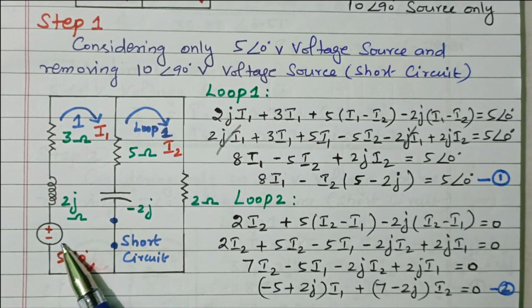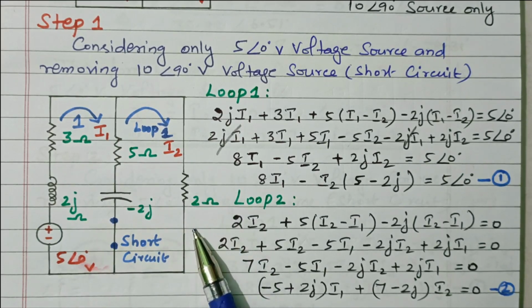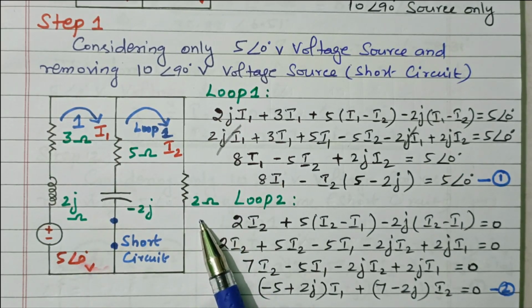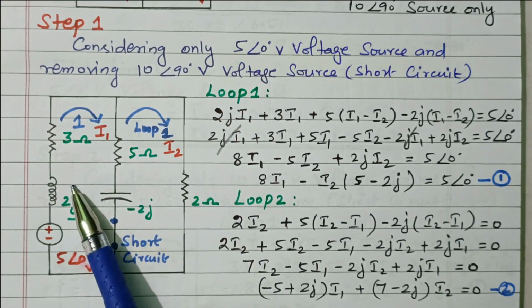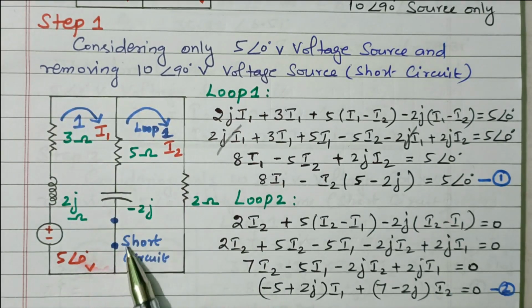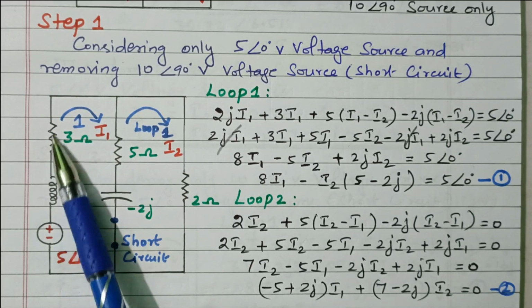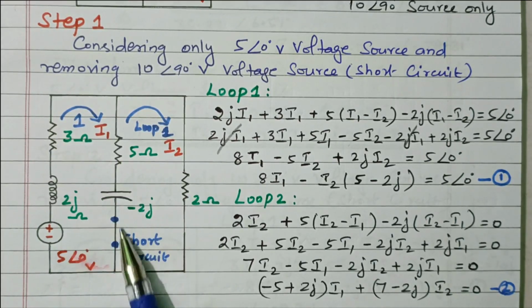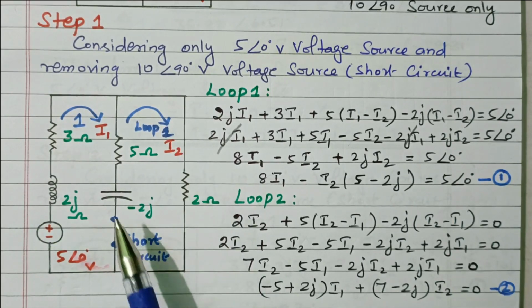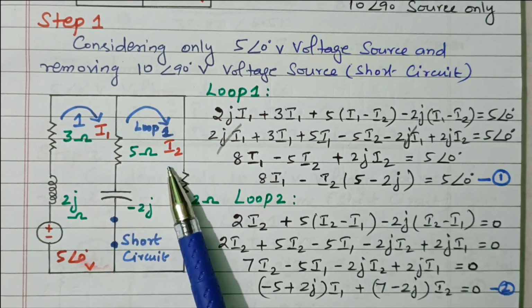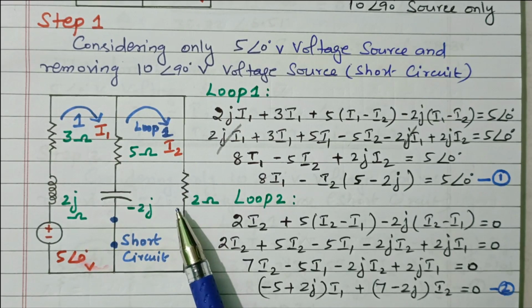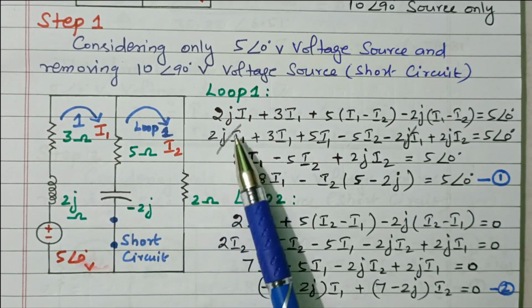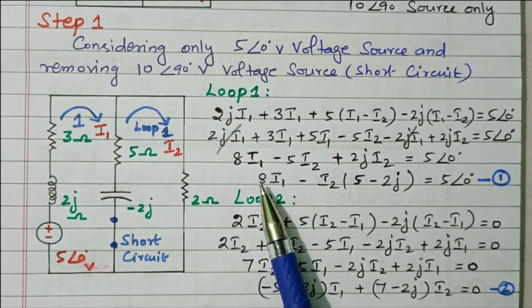So here the 10 volt source is short circuited. Only the 5 volt source is available. Our aim is to find the current flowing through the 2 ohm resistor. So we can use Kirchhoff's voltage law, the loop method, closed loop method. So this is loop 1. Loop means closed circuit. This is loop 2. The current in loop 1 is I1, current in loop 2 is I2. So we can frame the equations for loop 1 and loop 2 using Kirchhoff's voltage law, KVL.